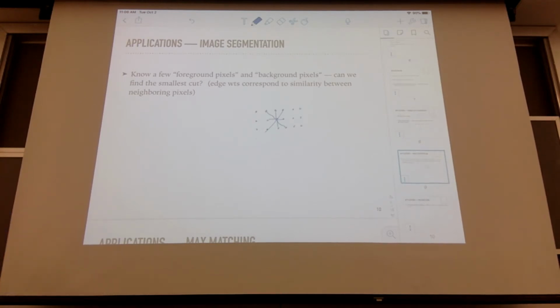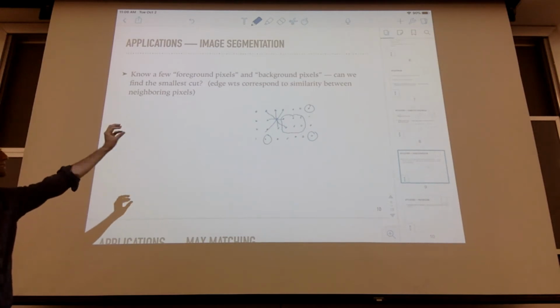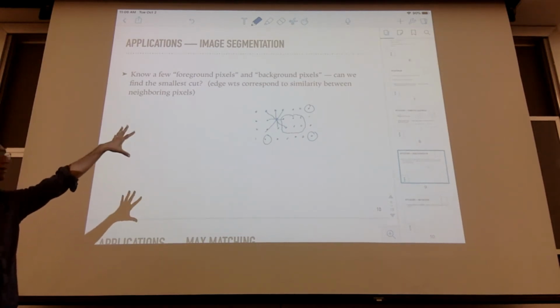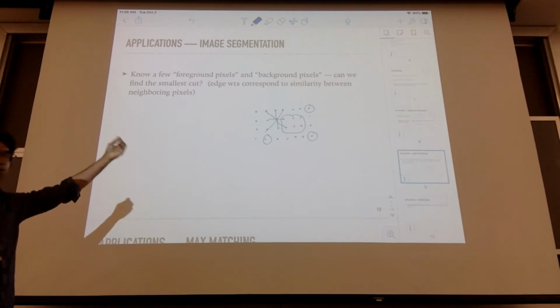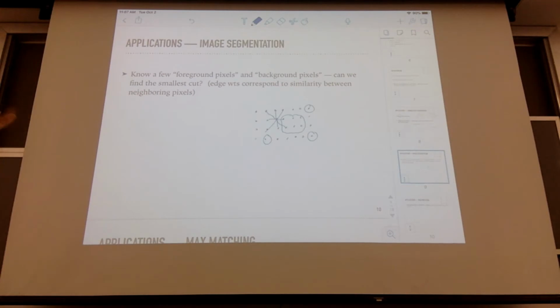And now maybe you know that a few of these pixels, maybe these guys, are the foreground. And maybe you know that some of these are background. Okay? And you want a small cut that separates the foreground pixels from the background pixels. Because a small cut in this case means that you're cutting edges, and edges correspond to neighboring pixels that are not very similar. So that's the intuition here.